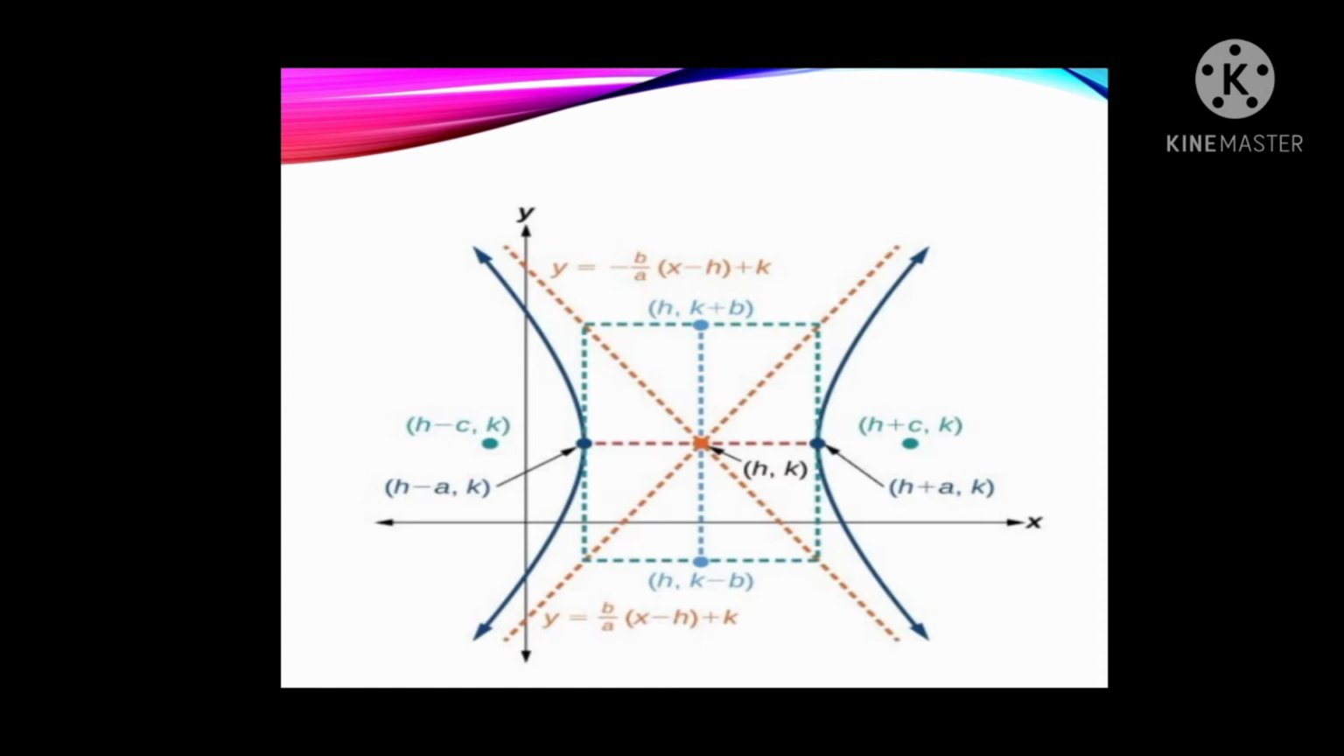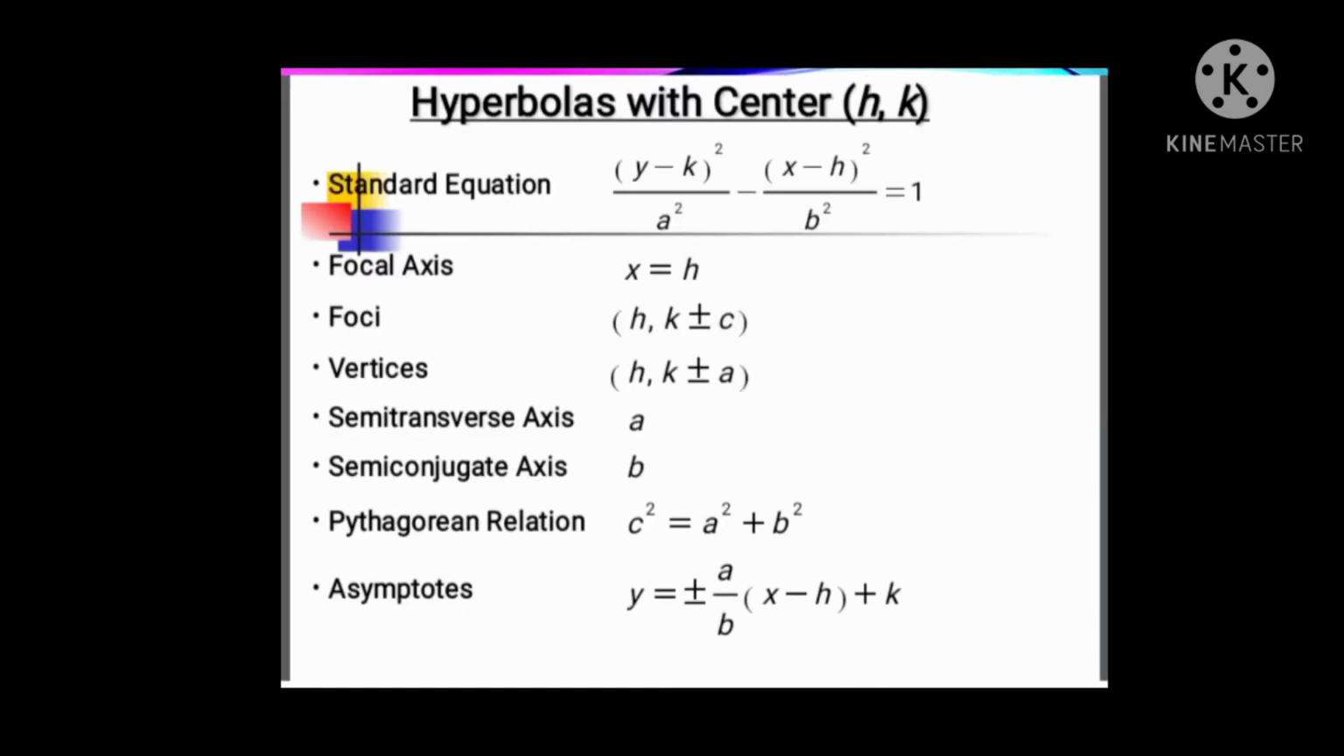Then for the hyperbola with the center at h and k on the y-axis, the standard equation is the quantity y minus k squared over a squared minus the quantity x minus h squared over b squared is equal to 1. Its focal axis is x equals h. So the foci are h and k positive, negative c.